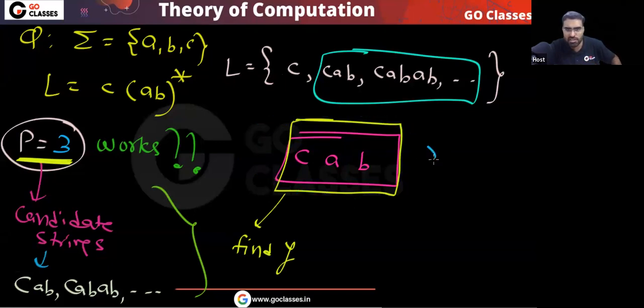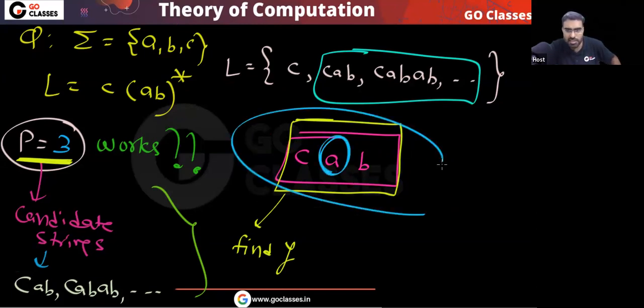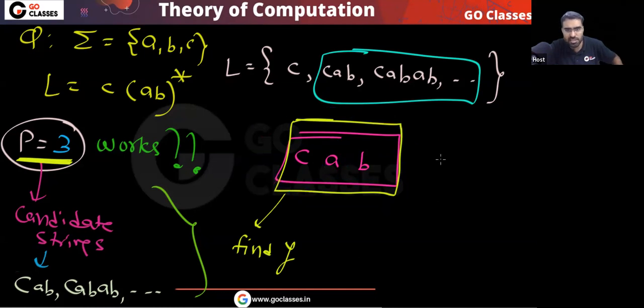So can I say this string will not pump? See, this y will not work. If you take y equal to a, then this string will not pump. So can I say this string will not pump? No, find some other y. Yes or no? This y is not working, so find some other y.